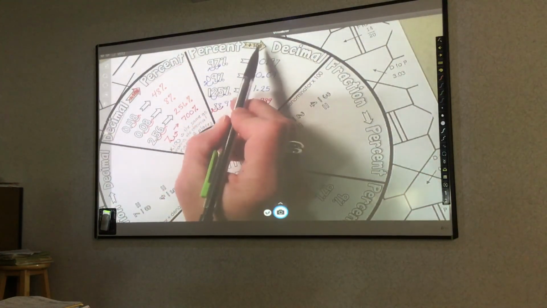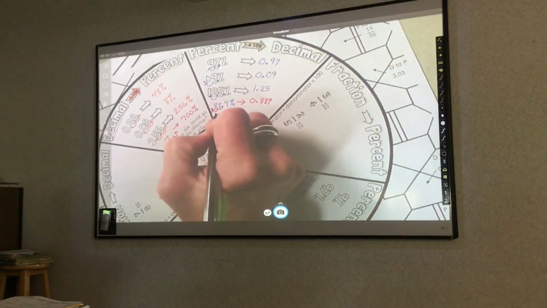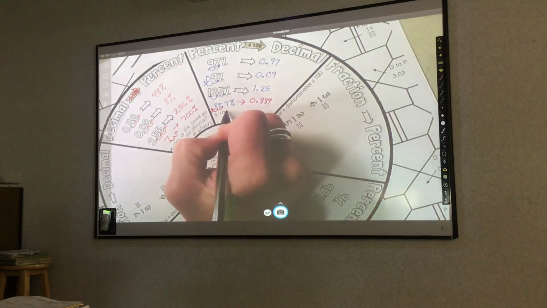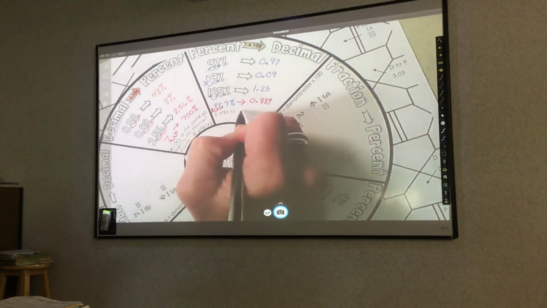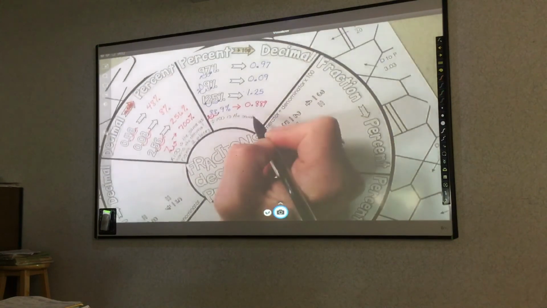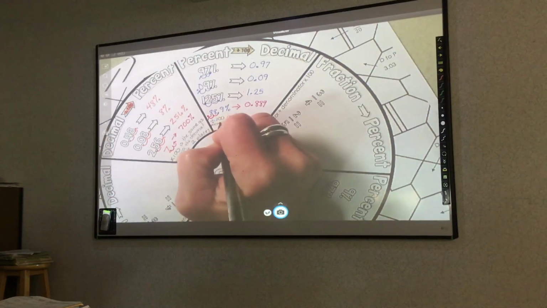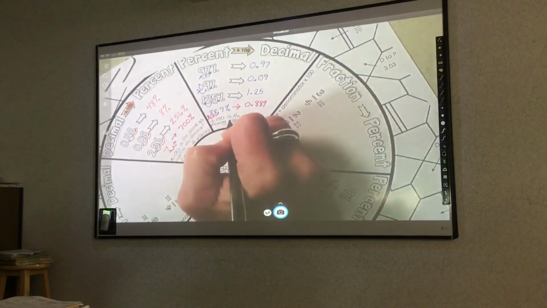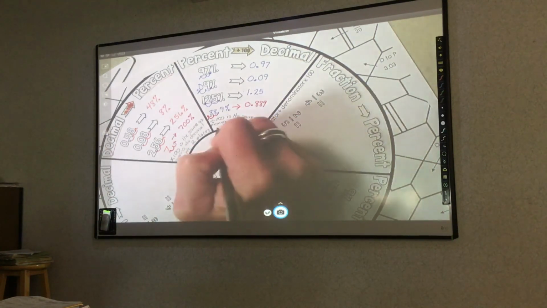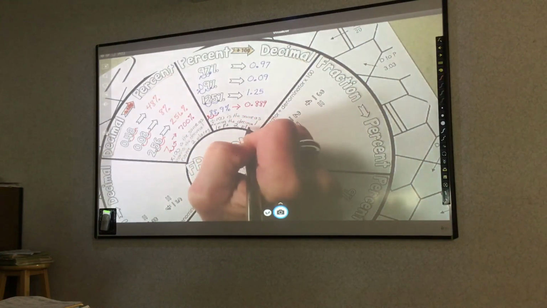So percent to a decimal, dividing by 100, you would say dividing by 100 is moving the decimal left 2 places.